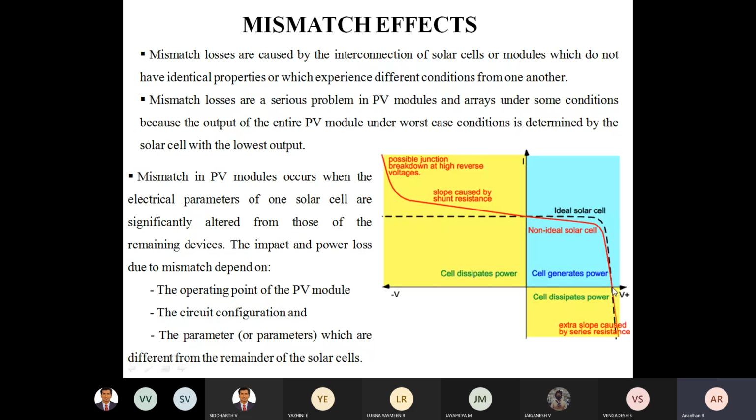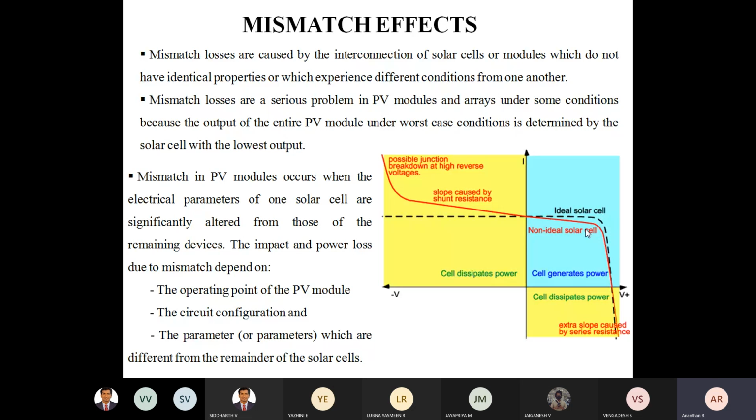But whenever there is some shade or some mismatch, your performance will be derated from the ideal value, so this curve will come down slightly. Your slope will vary because of your series resistance and shunt resistance. Resistance plays a huge role in dissipating the power in a particular cell. Around 36 cells are there.